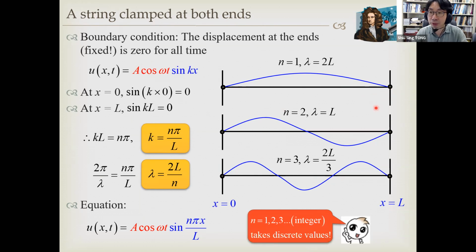For a practical situation, we always have a string with a fixed length. And for most practical situations, we tend to tie the string at both ends. So when we tie the string at both ends, we don't allow the string to move at these two positions. So if there's a standing wave forming or not, this position must correspond to a node.